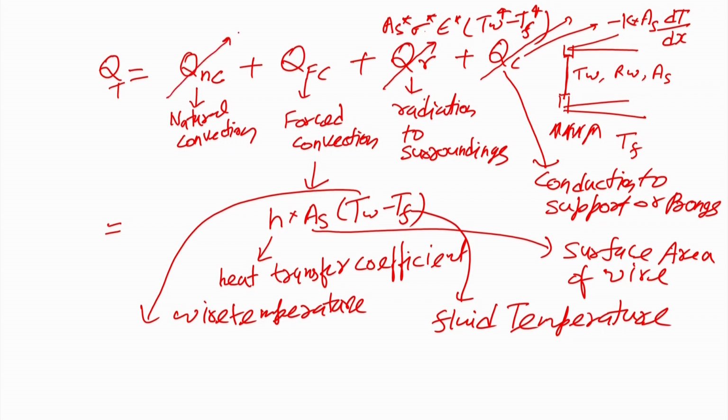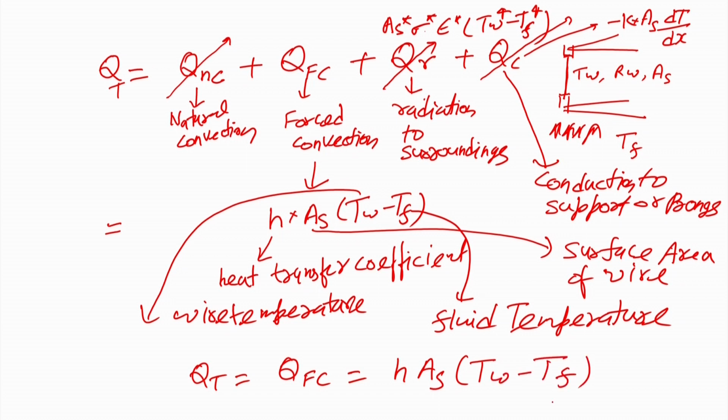So, what is going to happen? The heat loss which is going to take place from this wire will be purely because of the convective heat transfer. Okay. So, this QT will be equal to actually QFC, and that will be equal to H into AS into TW minus TF. That will be your total heat loss, okay, which will be taking place from the wire.